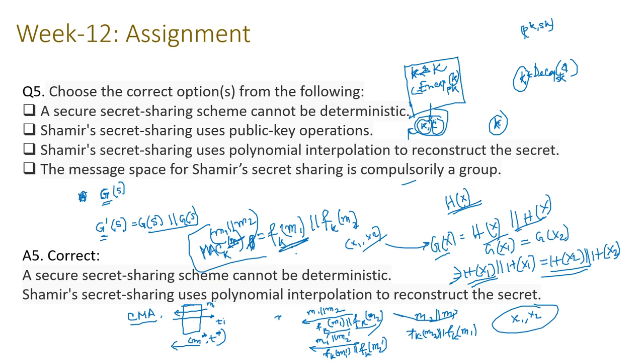In case of CPA security, the adversary has access to an encryption oracle. And in case of CCA security, the adversary has access to both an encryption oracle and a decryption oracle. So just note these key points that you will require to solve the questions in the exam.